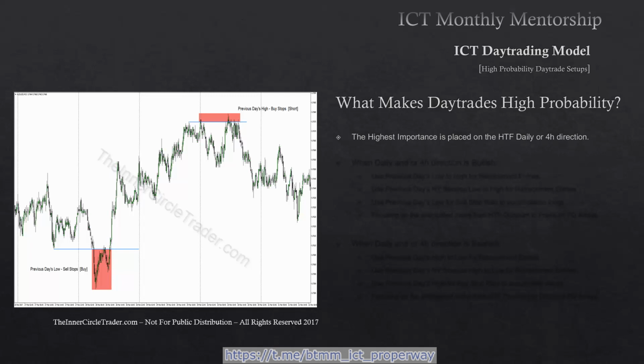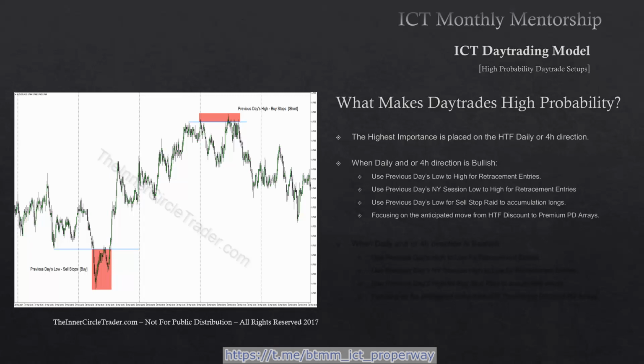The highest importance is placed on the higher time frame daily and or 4-hour direction. When daily and or 4-hour direction is bullish, use previous day's low to high for retracement entries. Use previous day's New York session low to high for retracement entries. Use previous day's low for sell stop run to accumulate longs. Focusing on the anticipated move from higher time frame discount to premium PD arrays.